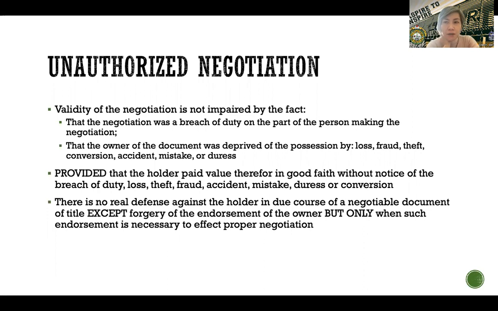Okay? But the rule is the holder or the transferee of that document of title, which was negotiated without proper authority, must have paid value for the document of title and was in good faith and without notice of the breach of duty, the loss, the theft, the fraud, accident, mistake, etc. So if that holder paid value and was in good faith, then there is no real defense.